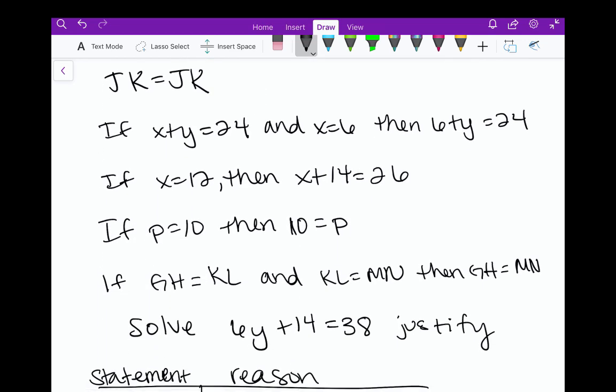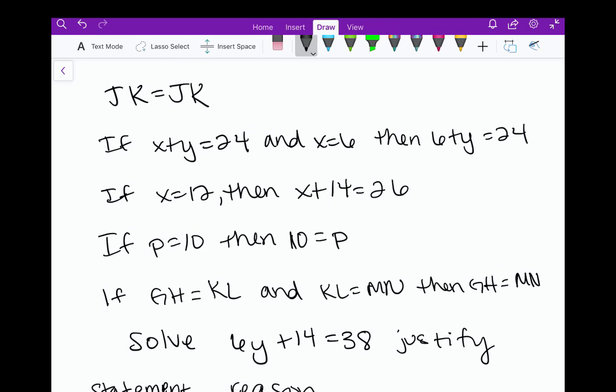So now we're going to look at these statements here and we're going to determine what property it is. So JK equals JK. Remember, that's talking about distance. That is the reflexive property. If X plus Y equals 24 and X equals 6, then 6 plus Y equals 24. That is substitution.